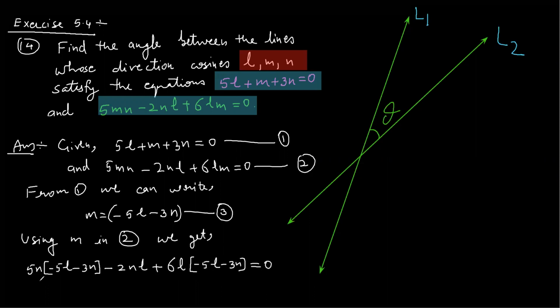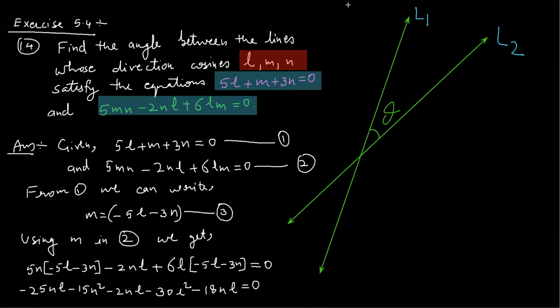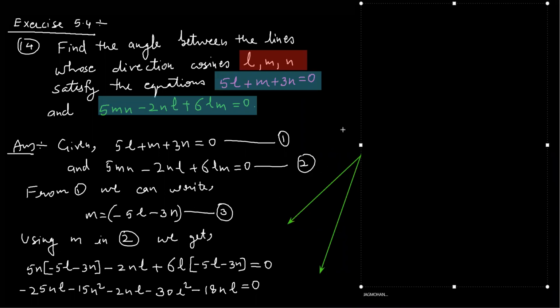Okay. Now I multiply inside, so I get minus 25NL, minus 15N square, minus 2NL, minus 30L square, minus 18NL equals 0, right? Okay, I don't need a diagram for this, so let me first remove this diagram. Diagram is not necessary for this question.